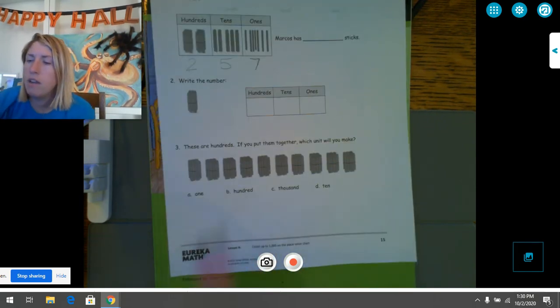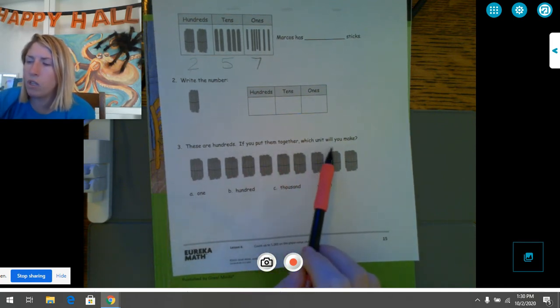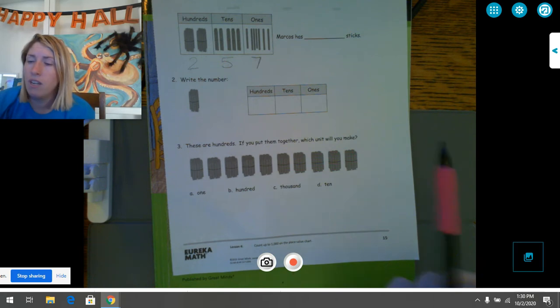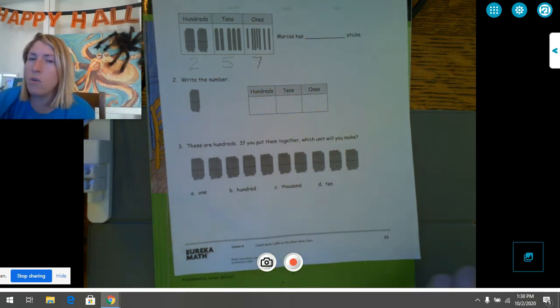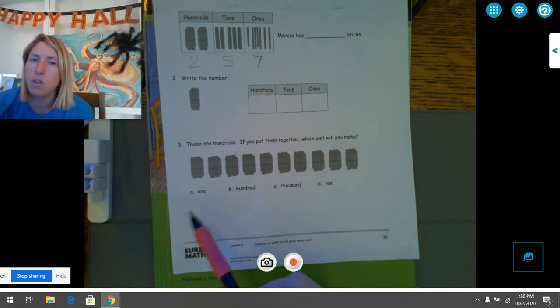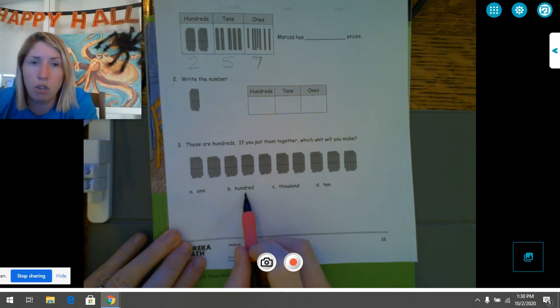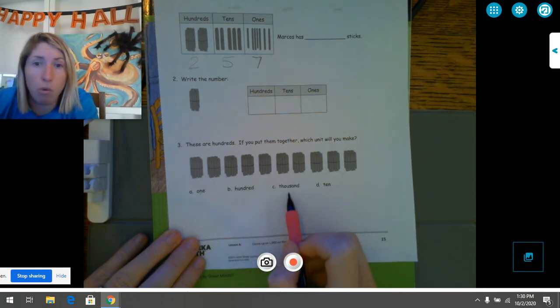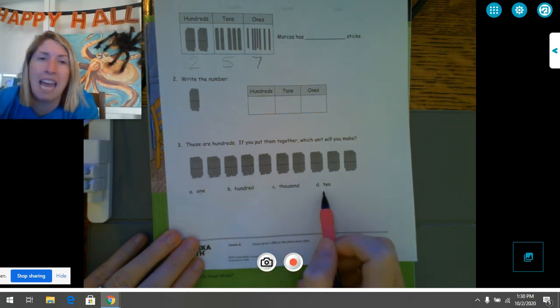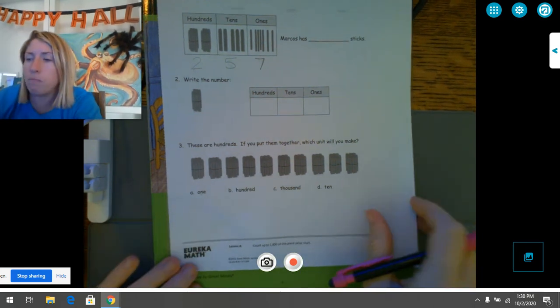Okay. Number 3, these are hundreds. If you put them together, which unit will you make? Oh, so each of these is 100 straws or sticks. You need to count up how many hundreds bundles there are, okay? Once you count up the hundreds bundles, what is that unit if you put them all together? Does it make 1? Does it make 100? Does it make 1,000? Or does it make 10? So all you need to do for that one is circle the correct answer.